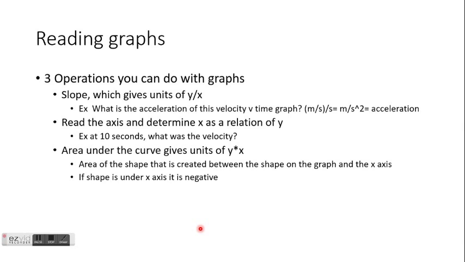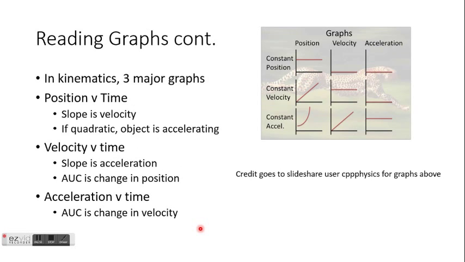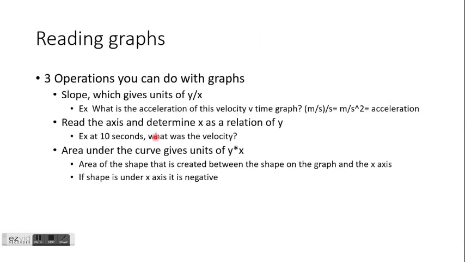Okay, so we're going to talk about graphs for a few minutes. There are 3 operations you can do with graphs. You can find the slope, which gives units of y over x. So, like, the slope of this line. And if this is position versus time, then the slope would be position over time, which would be velocity. So it gives you units of y over x.